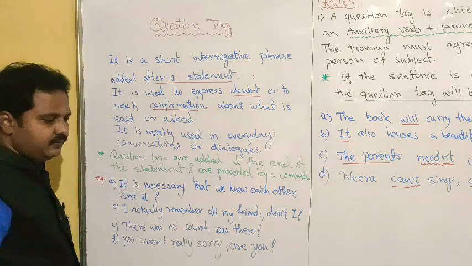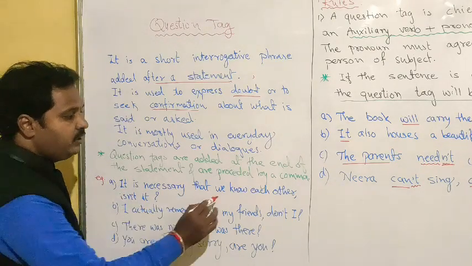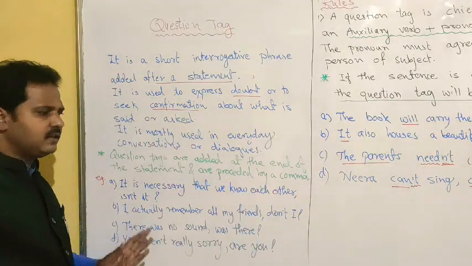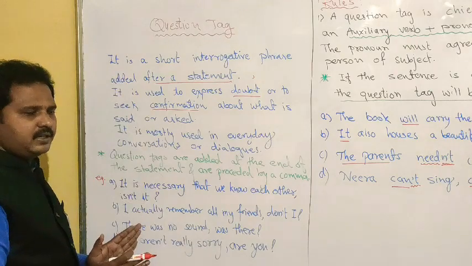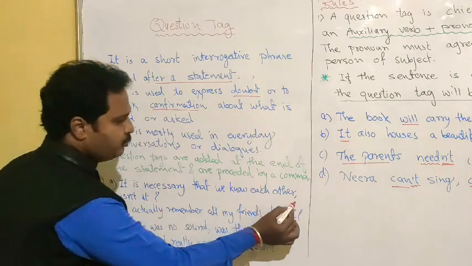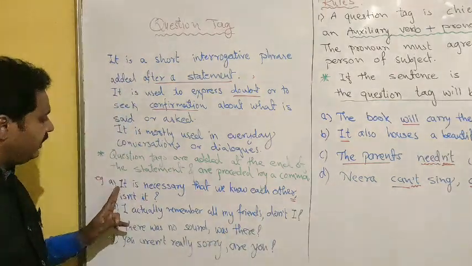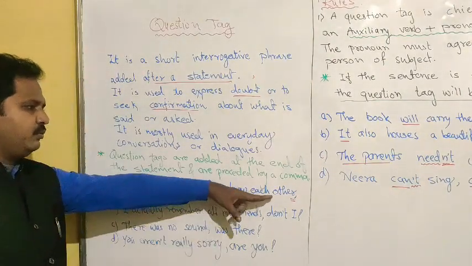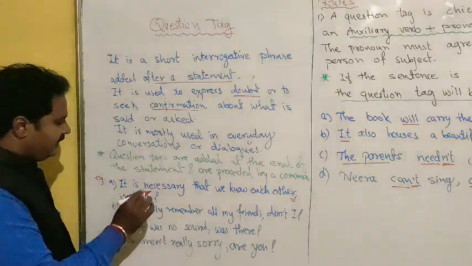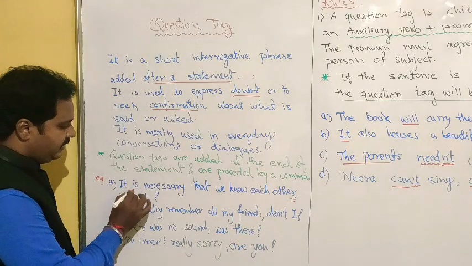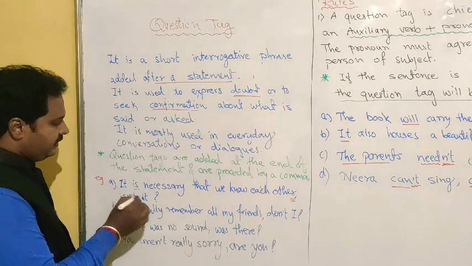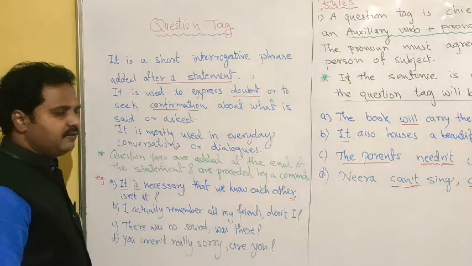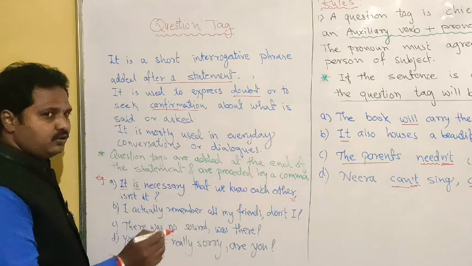It is necessary that we know each other. It is a simple sentence. For making a question tag, we have to write the sentence as it is and put the comma there. Then see the tense and the auxiliary verb. It is third person singular. In this sentence we did not find the word not, so it is a positive sentence.